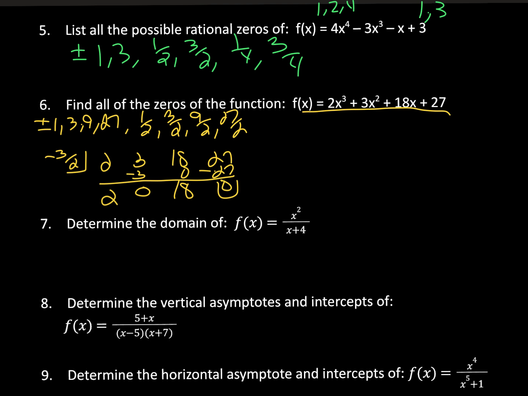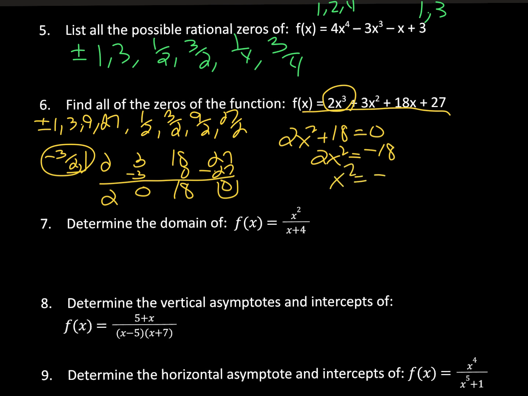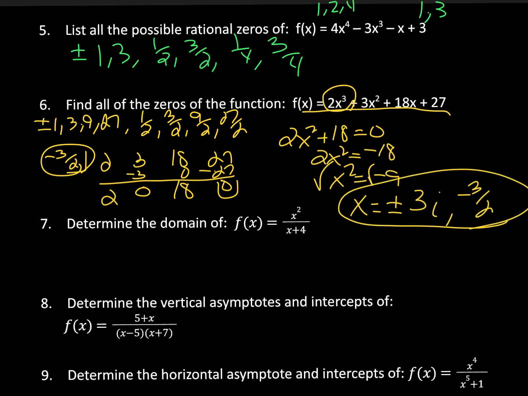It said find all the zeros. Because the degree was 3, there's going to be 3 zeros. One is negative 3/2. I'm going to bring what I have left, that 2x squared plus 18, over here. Move the 18 over, make it negative 18, divide by 2, you get negative 9. Then I'm going to take the square root of both sides. And the square root, first of all, you put a plus or minus, and because it's negative, you take out an i, and the square root of 9 is 3. And don't forget the first answer you found, negative 3/2. That's all you got right there.